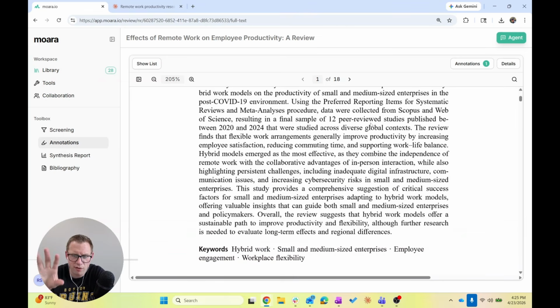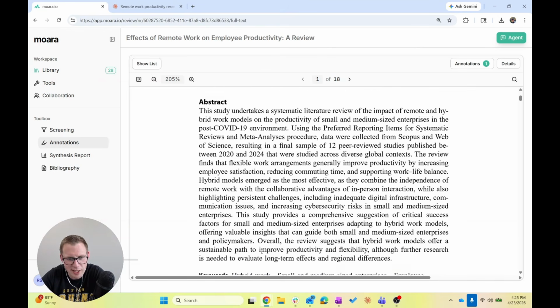Okay, so there are 12 peer-reviewed studies. I do recall this one. I had marked this one in my screening notes as a little bit more focused on the strategies you can actually take to improve the productivity of remote workers. But because it focused on the hybrid model, and because that was so important in our initial summary, I did include this as well. So that's the first thing I'm doing.